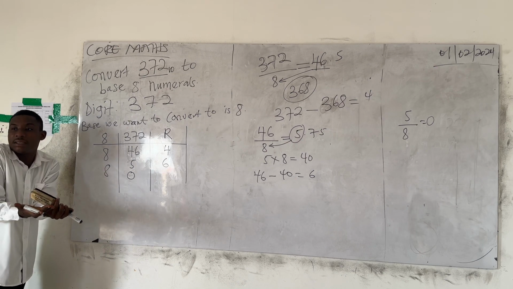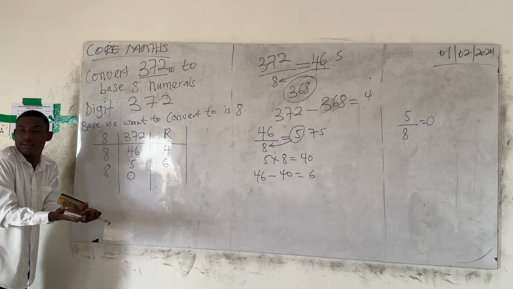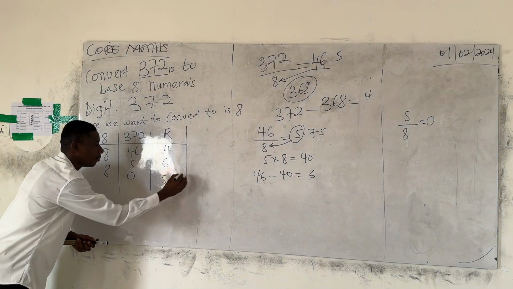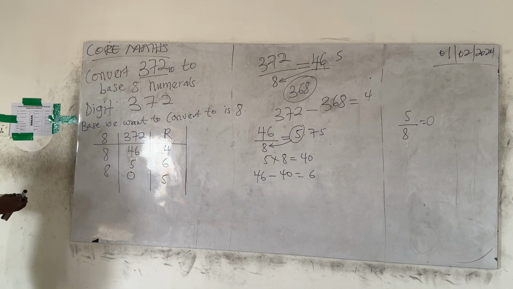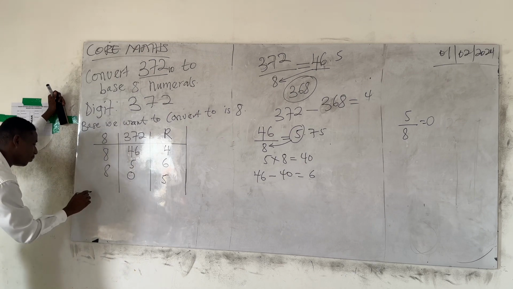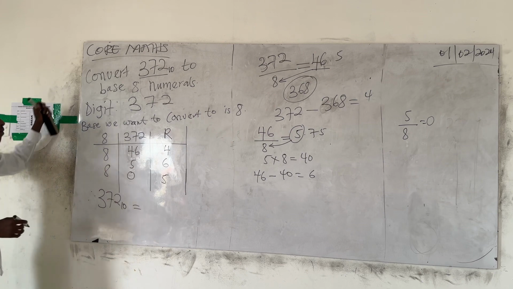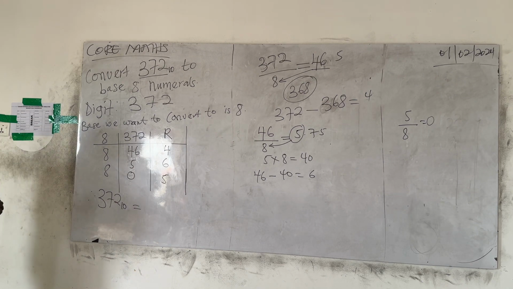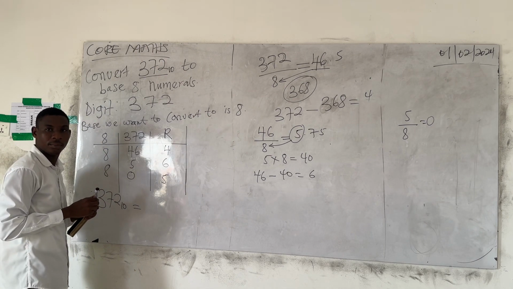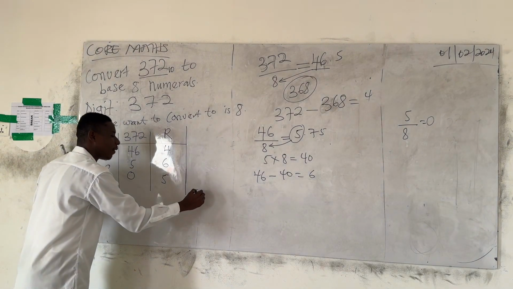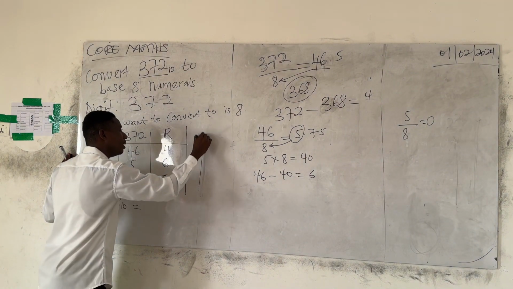Now how many are left? How many are you holding so far? 5. We have not shared it. So we put the 5. So now the number that we were converting is 372 base 10. Now we were converting it to base 8. So what we do is go to the remainder column and arrange the numbers from the bottom upwards. So you see the arrow. See where the arrow is going.